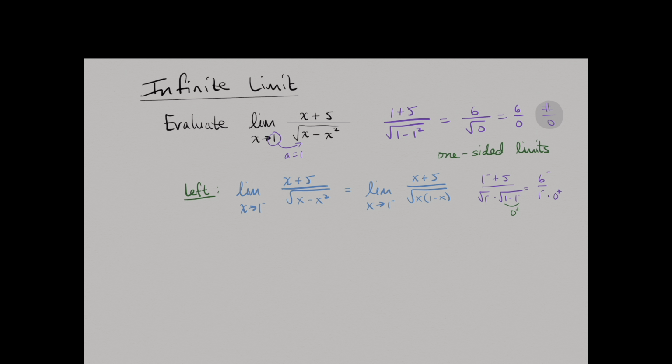And the square root of 0 plus is 0 plus. Now we need to be a little bit careful in this interpretation. These minuses here do not mean negative. They mean a little bit less than. So 6 minus is a little bit less than 6, which is still positive. So in the numerator we have a positive. And then in the denominator, again, 1 minus does not mean negative. It means a little bit less than 1.